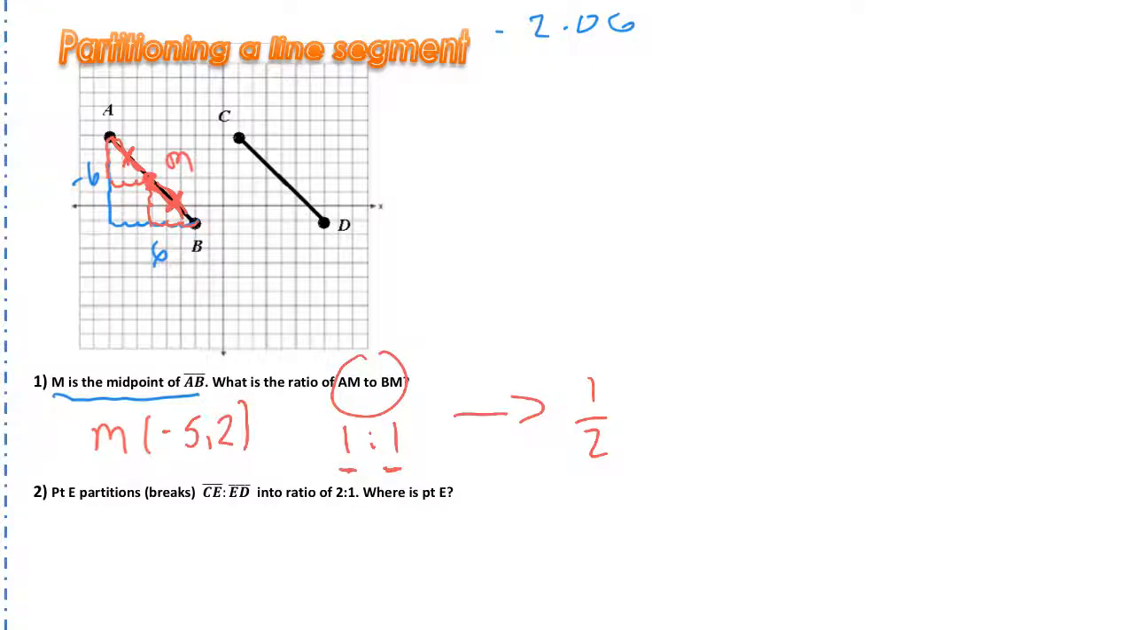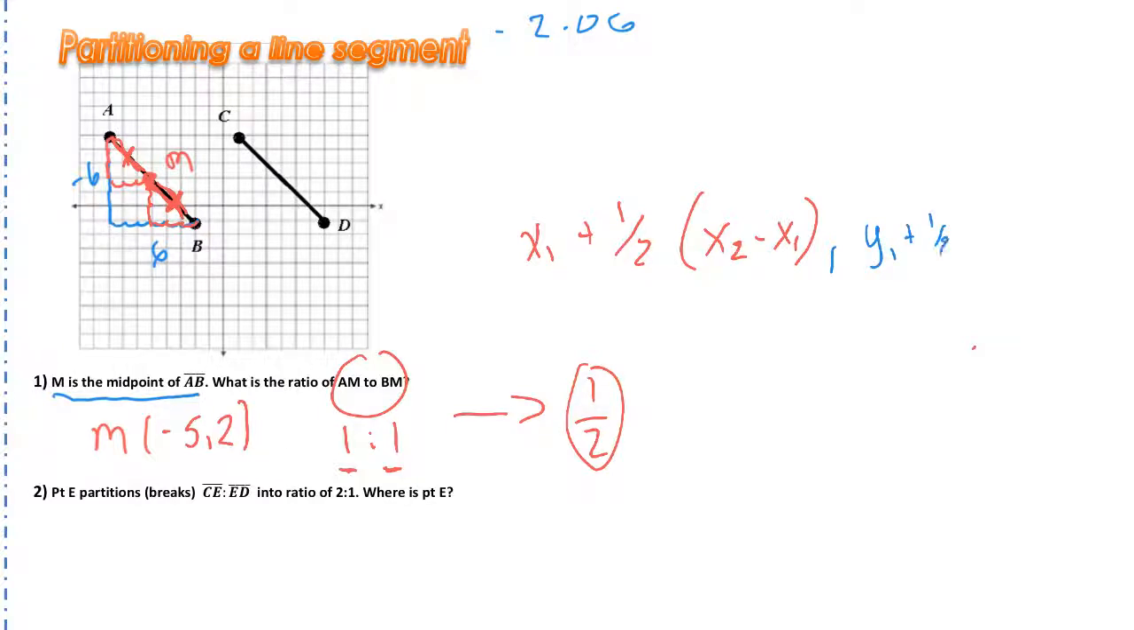So I do half the slope triangle. And thinking back to our algebra formula, it was half the difference of the x values, and then half the difference of the y values for that midpoint equation. So this 1-to-1 ratio gives us our fraction of I want one out of the two pieces. So I go one slope triangle out of the two to find the middle.